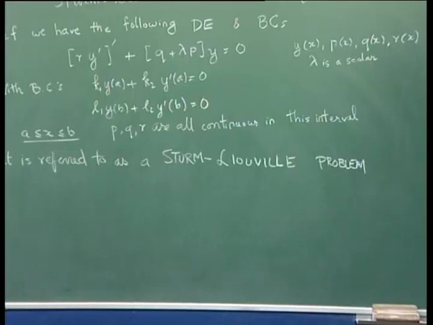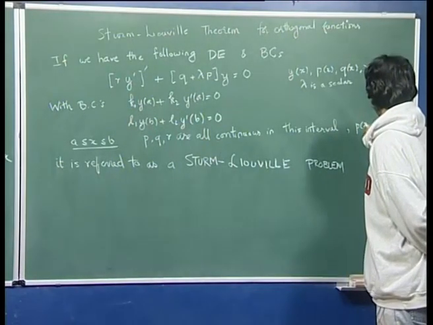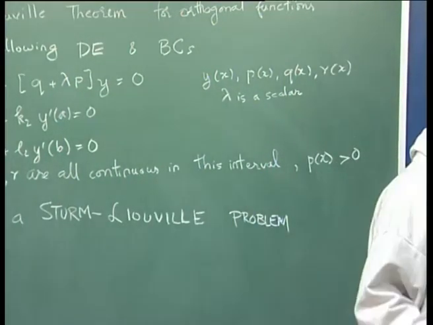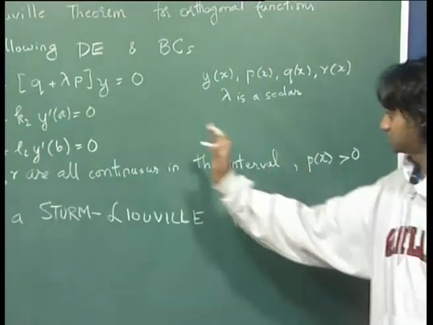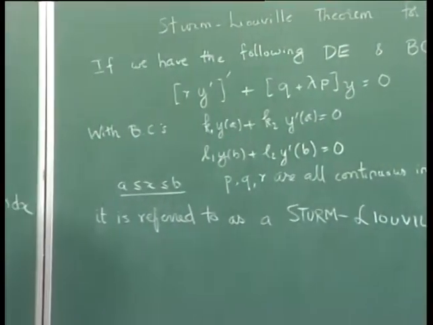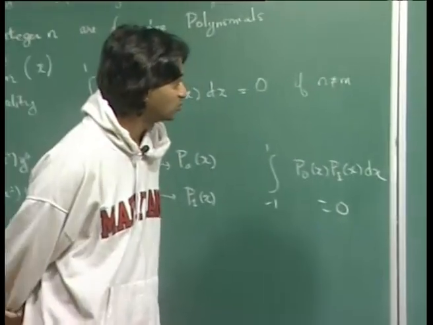And it is called a Sturm-Liouville problem. Again, p of x is strictly greater than 0. Okay. P of x has to be strictly greater than 0. Okay. Now, let us look at what this is trying to say.